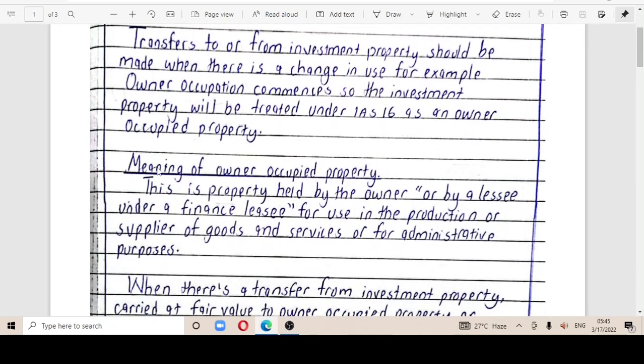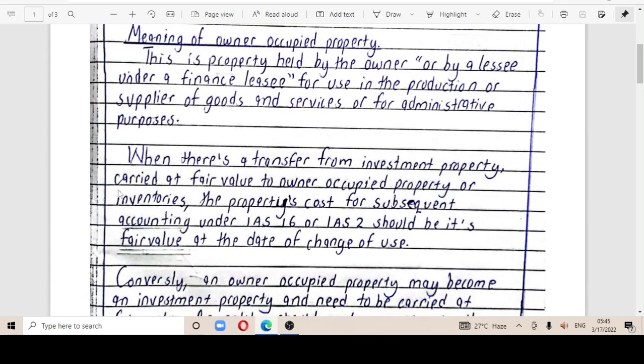So what does it mean here? What is the meaning of owner occupied property? This is property held by the owner or by a lessee under a finance lease for use in the production or supply of goods and services or for administrative purposes.